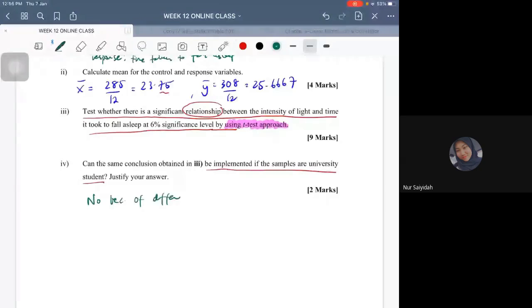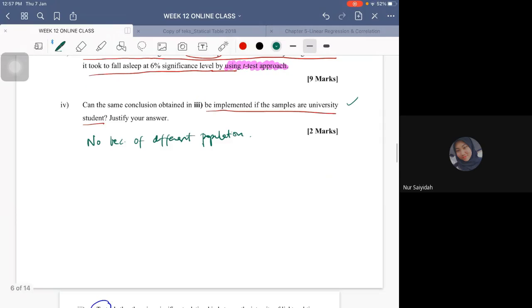I noticed that this is a very popular question. I had 3 final exam questions compiled over here, and all 3 asked the same thing: can you implement this somewhere else and so on? So remember, you can only implement the conclusion on the same population. If the population is different, it automatically cannot be implemented.